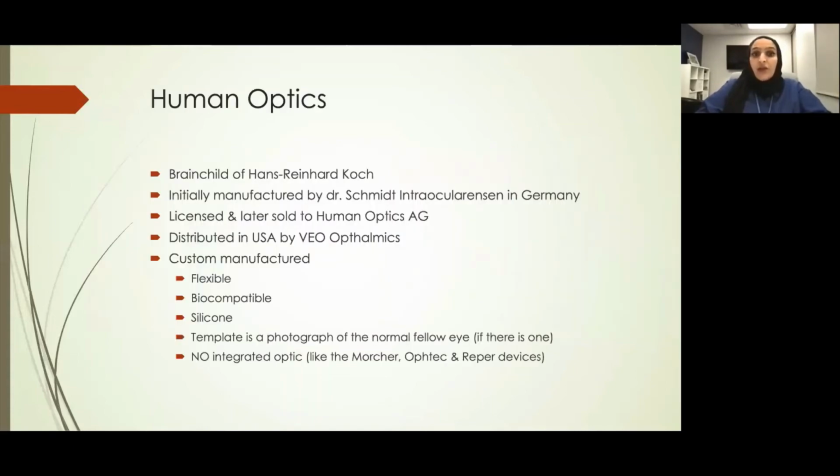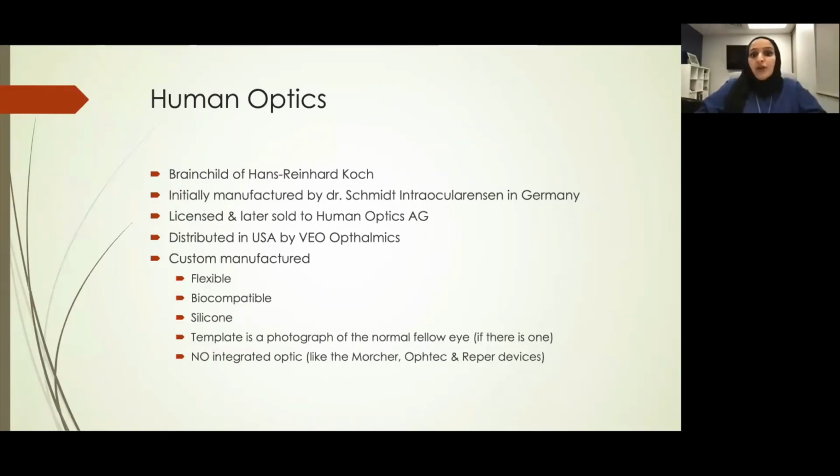Moving on to the most recent type of iris implant, which was just FDA approved, the Human Optics. It was a brainchild of Hans Richard Koch. It was initially manufactured by Dr. Schmidt Intraocularlinsen in Germany. It was licensed and later sold to Human Optics, distributed in the USA by VO Ophthalmics. It's custom manufactured, flexible, biocompatible. It's made of silicone. The template is a photograph of the normal fellow eye, or if the patient is aniridic in both eyes, it can be a picture of a celebrity or a family member.